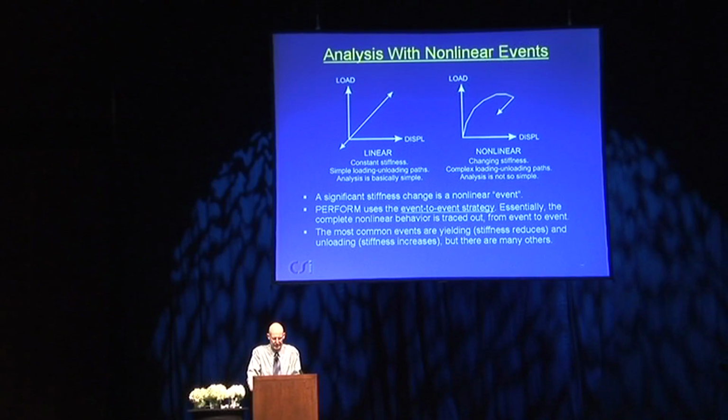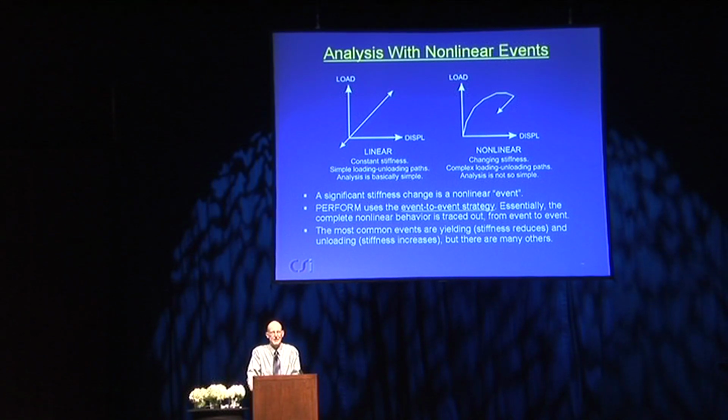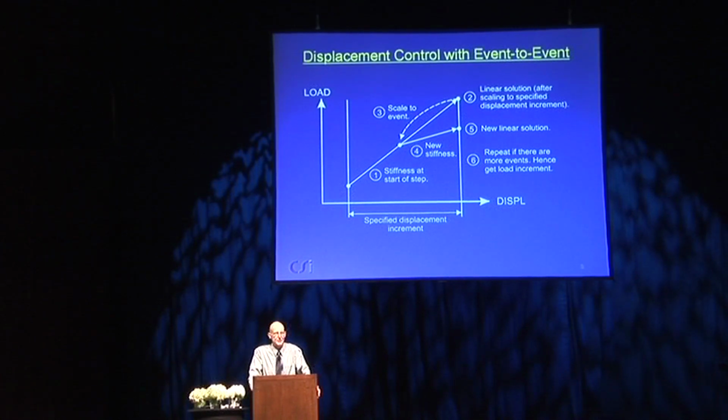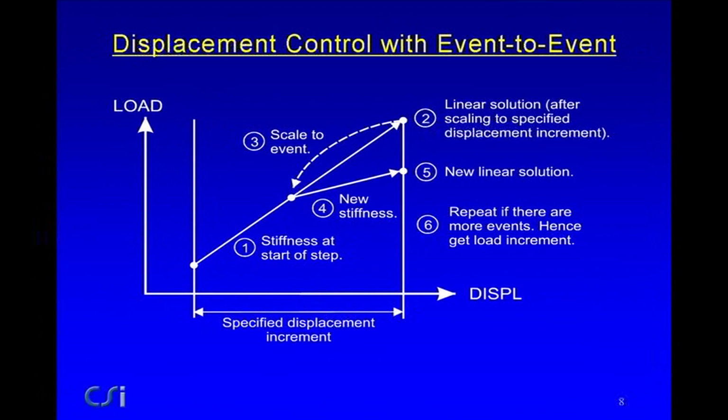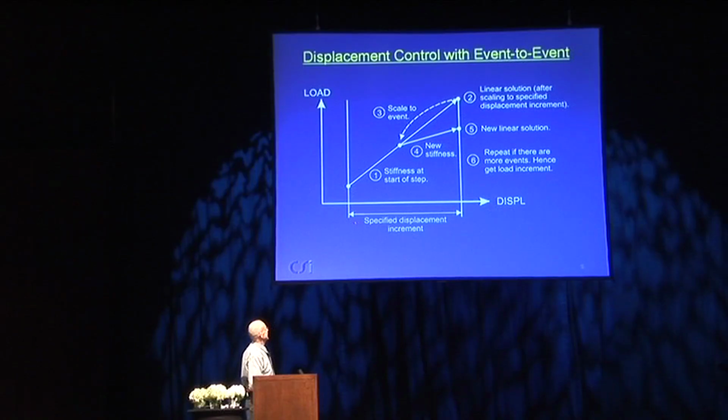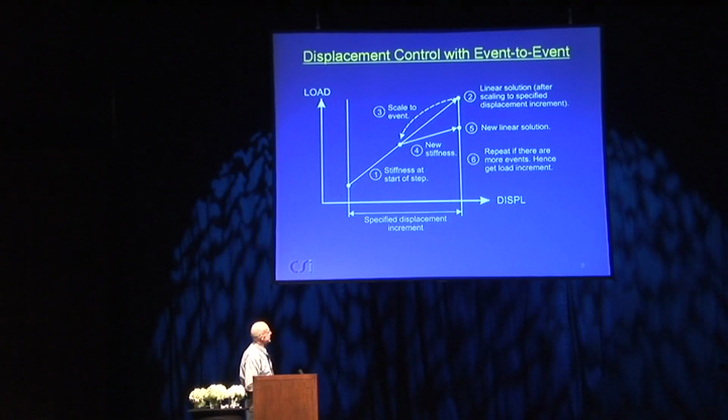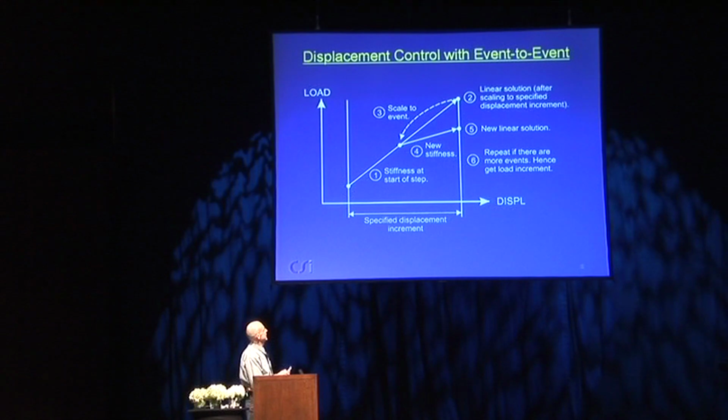There are many other analysis methods which don't go event to event. They tend to be iterative methods of Newton type, and they can be more efficient, but they're also generally a lot less reliable. So if you have displacement control and event to event, this is the sort of thing which is happening. You have some specified displacement increment, and it's not shown here, but you would first of all apply some arbitrary load increment. This would come out here, and you would scale back to the displacement you want, based on linear behavior. So first of all, you arrive here at point 2.